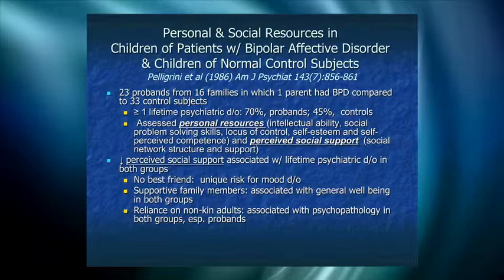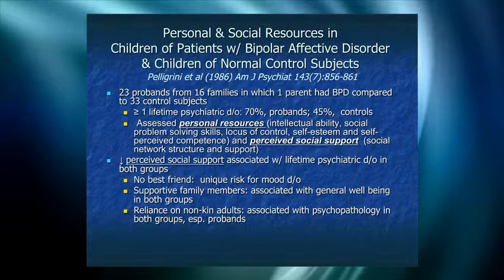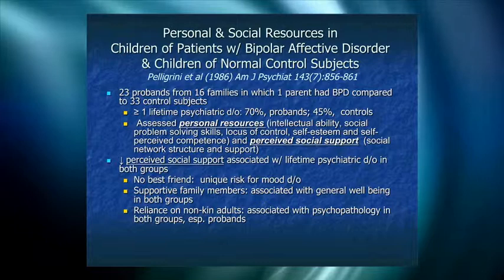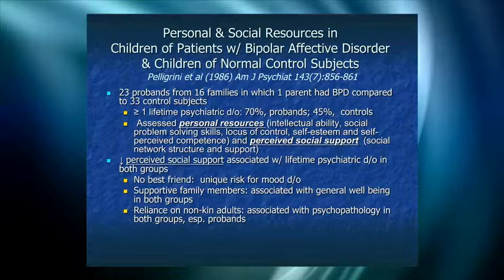But what Pellegrini and colleagues looked at were the personal resources and perceived social support. The personal resources examined were intellectual ability, social problem-solving skills, locus of control, self-esteem, and self-perceived competence. The perceived social support was their social network structure and the support they were perceiving.